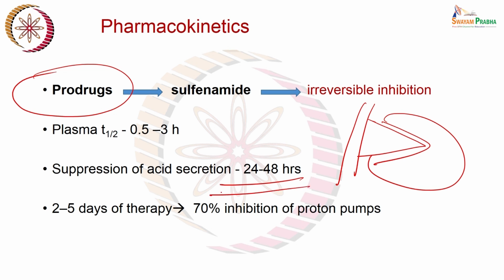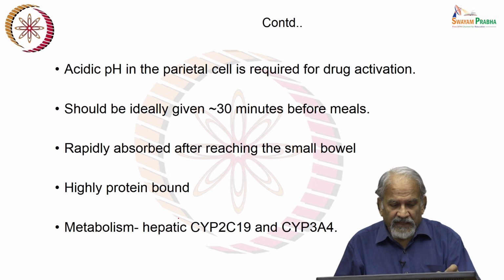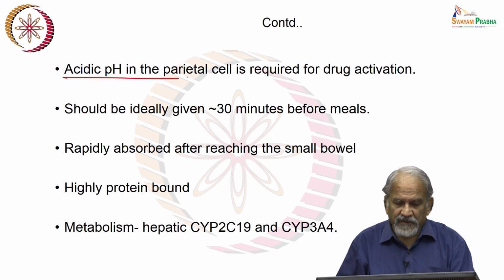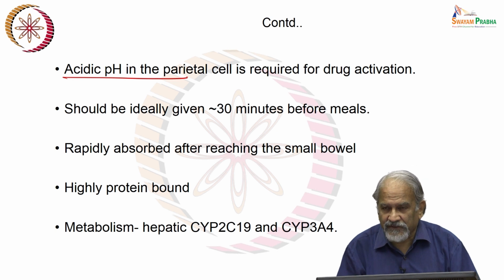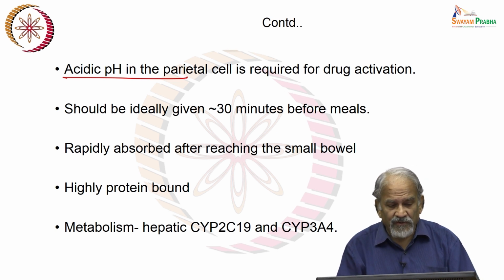The plasma half life is shorter, 0.5 to 3 hours, but this is an example where you can say that the blood level may fall, but the effect continues for long, and in 2 to 5 days of therapy almost 70% of the proton pump is inhibited. The acidic pH of the parietal cell is required for drug activation, and that is why it should ideally be given at least 30 minutes before meals.